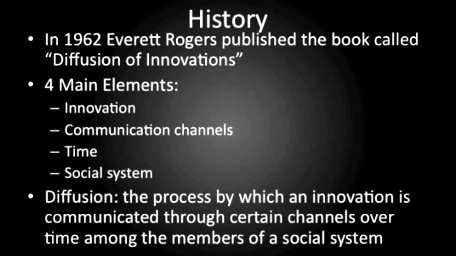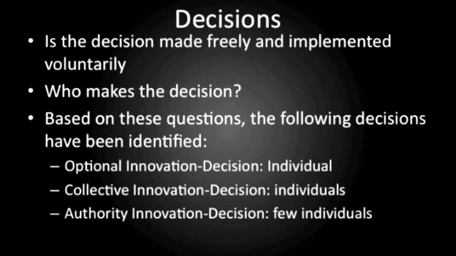Subjective perceptions of the innovation influence diffusion, which is defined as the process where an innovation is communicated through certain channels over time among the members of a social system. Although innovations can create great benefits for everyone, getting the majority to adopt them can be somewhat difficult, so decisions must be made regarding accepting or rejecting a new technology or innovation. Key factors to keep in mind include questions like, is the decision made freely and implemented voluntarily? And who makes the decision? Based on these questions, the following decisions have been identified.